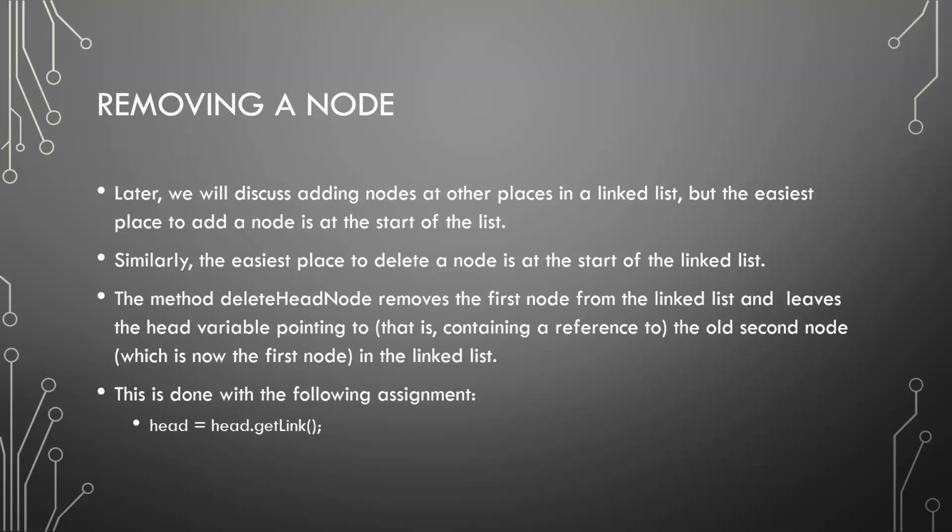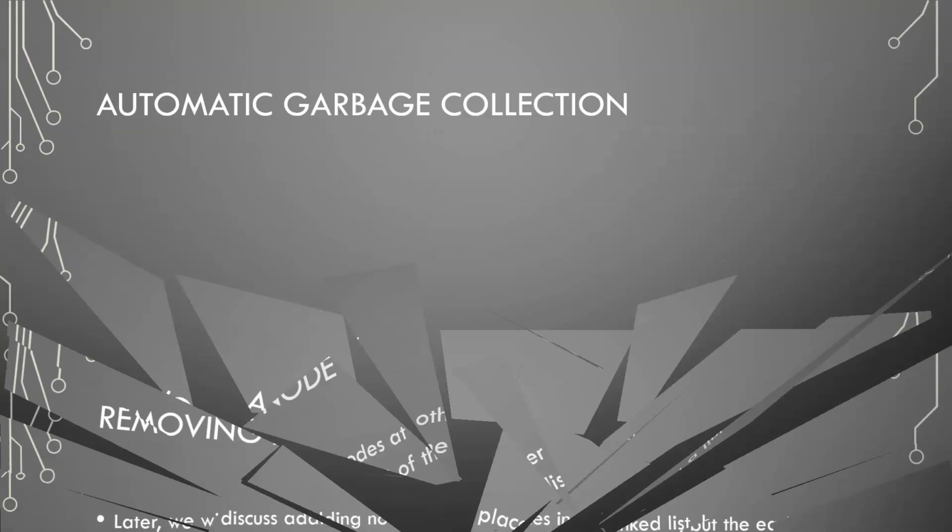This is done with the following assignment: head = head.getLink(). Boom. You notice it's very similar to position = position.getLink(). By doing that, it moves that head variable, just like you would see the position variable moving down a reference point. The same thing is happening here.